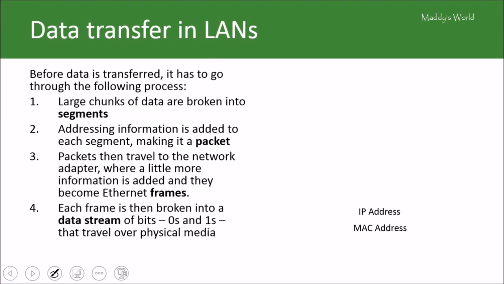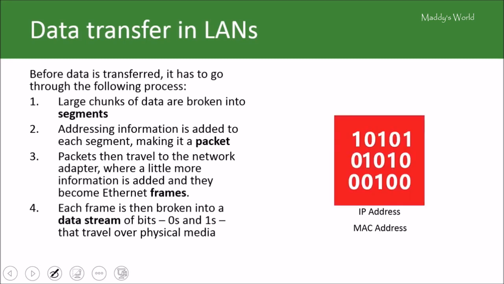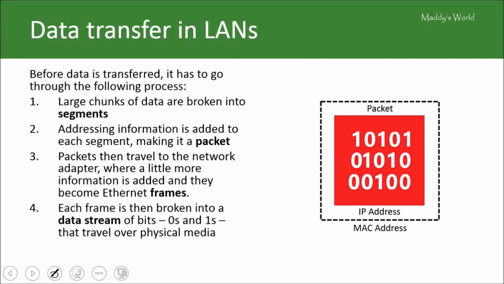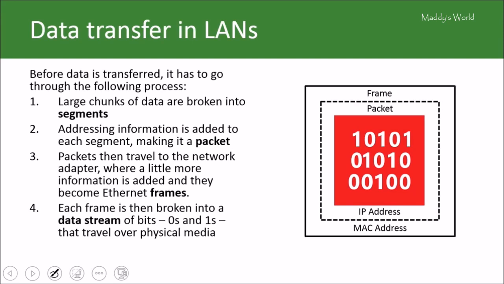So before data is transferred, it actually goes through this really interesting process, right? We break large chunks of data into things called segments. Addressing information is then wrapped around that segment, and we call it a packet. From there, we then add a little bit more information in order to make it something called a frame. And then each frame is broken into the bits that we see on the screen.